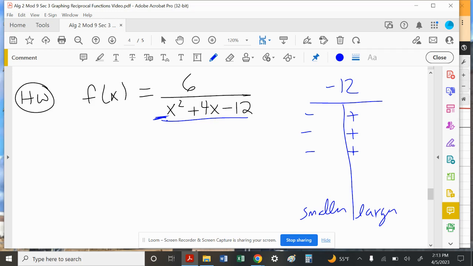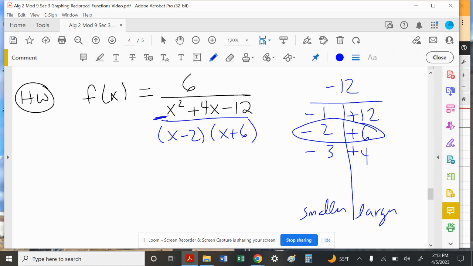What are all the factors of 12? I'm not worrying about negative 12, but 1 and 12, 2 and 6, 3 and 4. The two numbers have to add up to positive 4. The only ones that do that are these two. So I have x minus 2 and x plus 6.